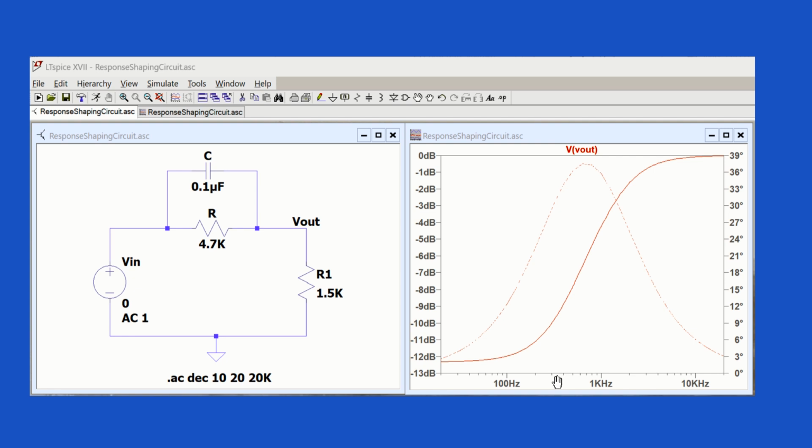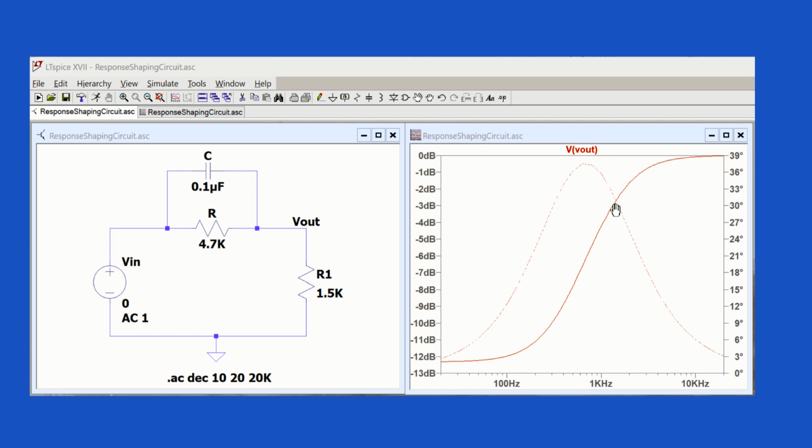Looking at our previous simulation, 339 or 340 hertz is about right here. That's the point at which we've gone up 3 dB from what the asymptote is at low frequencies. So we're about 3 dB higher at 340 hertz. This is 100, 200, 300, so 340 would be about here.